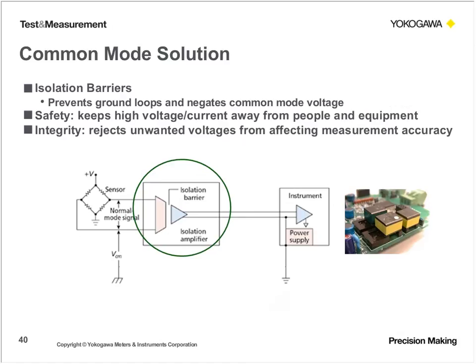So the easiest solution is to implement an isolation barrier. That isolation barrier will prevent the ground loop, and it will prevent the common mode voltage from going back from your instrument into your sensor. It's also a good way to keep your end user, your engineers, safe, because if you're dealing with very high common mode voltage, that voltage could be hazardous. Creating this barrier will isolate you from those impacts and prevent the noise from affecting your measurements.